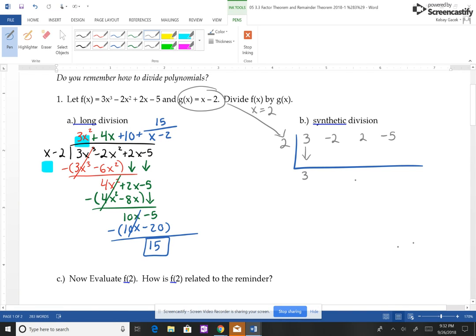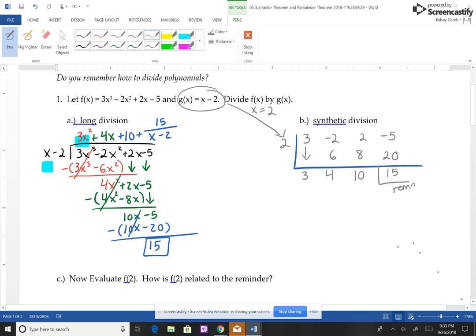So we start by bringing that first number down. I do 2 times 3, that gets me 6. With long division, I subtracted my numbers. With synthetic division, I'm going to add. So negative 2 plus 6, I do get a positive 4. Multiply 4 times 2, I get 8. Add those together. 2 times 10, I get 20. Add those together again, I get 15. The same thing that I got before.